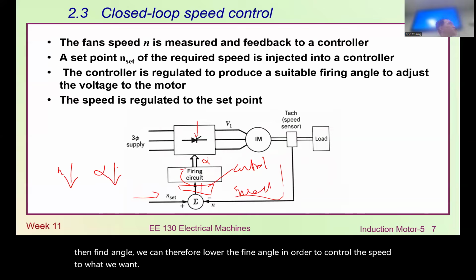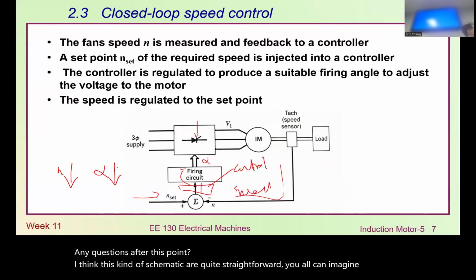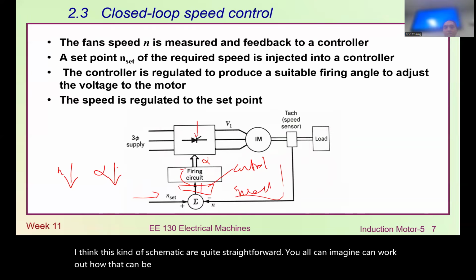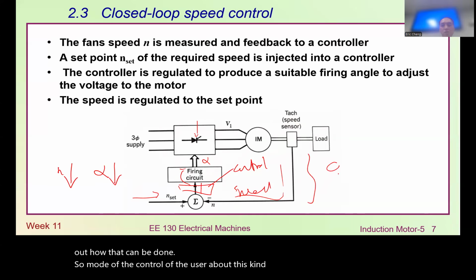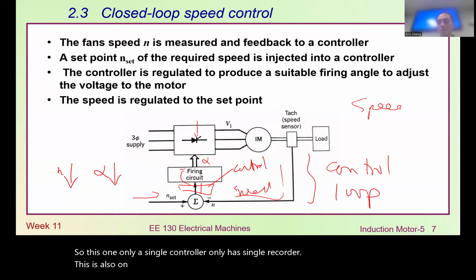Any questions up to this point? I think this kind of schematic is quite straightforward. You can all imagine how that can be done. Most control systems usually have what we call a control loop. This one has only a single control loop, which we call the speed loop here. It's also called the speed loop.